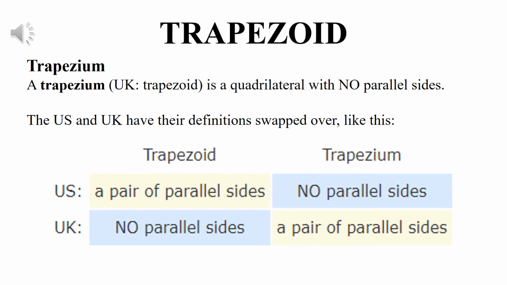Trapezium. A trapezium, UK trapezoid, is a quadrilateral with no parallel sides. The US and UK have their definitions swapped over like this.